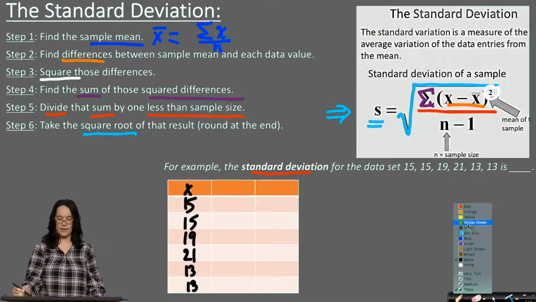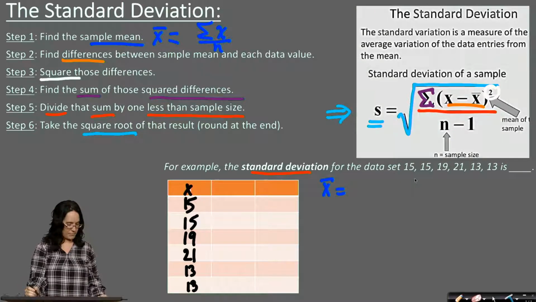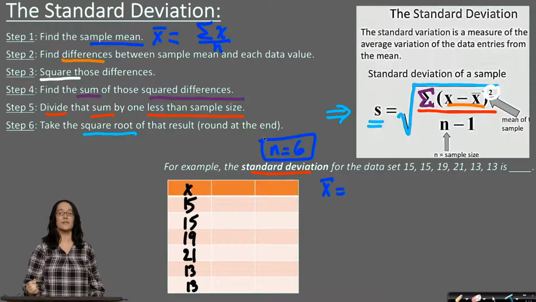Now, after we've done that, we needed to find the sample mean, x bar. Okay, so let's see if you can do that. Pause the video and find the average yourself. So find that by taking 15 plus 15 plus 19 plus 21 plus 13 plus 13 and dividing by n, which in this case, n is 6, right? There's 6 friends here. So what do we have here? That's right, 96 divided by 6.